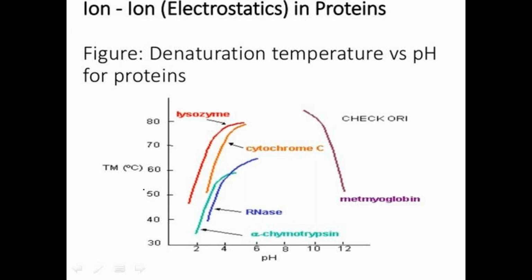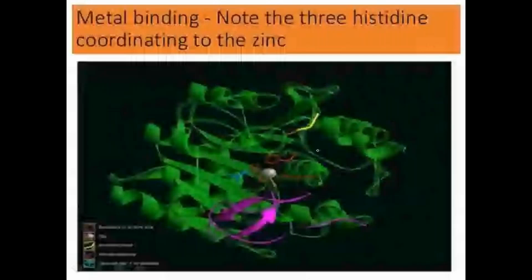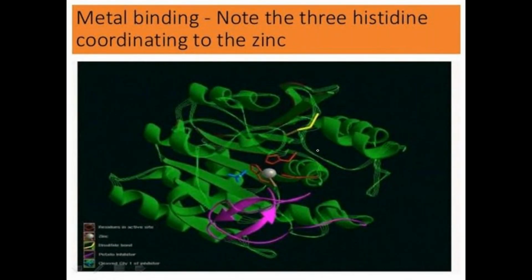And in terms of melting temperature and pH, these are affecting the stability of proteins. Also metal binding: different metals are responsible for decreasing the stability of the proteins. Here we can see three histidines coordinating to the zinc, and that causes a change in the conformation of protein. That means metals are also affecting the structural conformation of proteins.